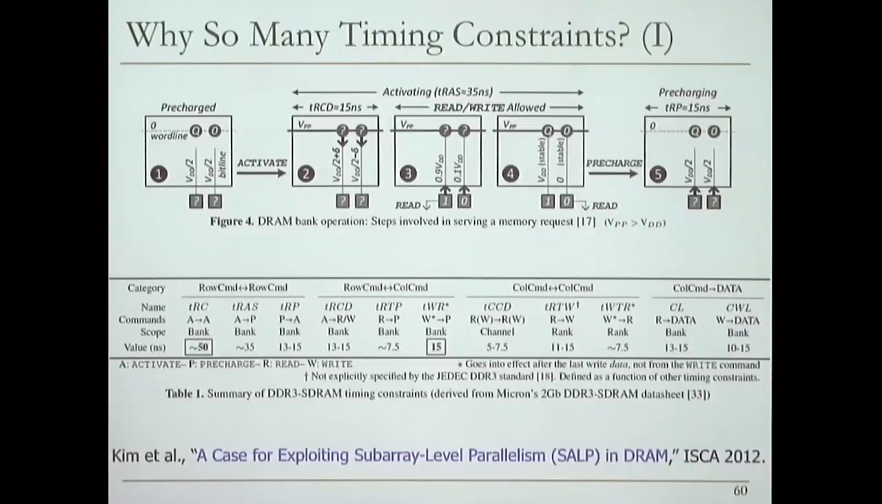So if you look at this paper, this explains these constraints. That's called the TRCD over here. It's basically, the name of the command is TRCD. It's an activate to read or write. The scope is bank. It's applied in a bank. And it takes about 13 to 15 nanoseconds, right?